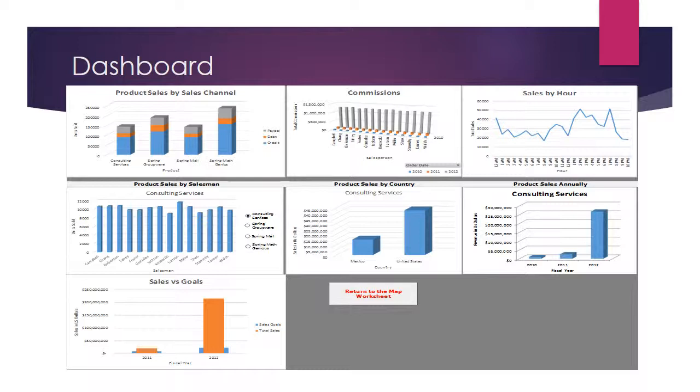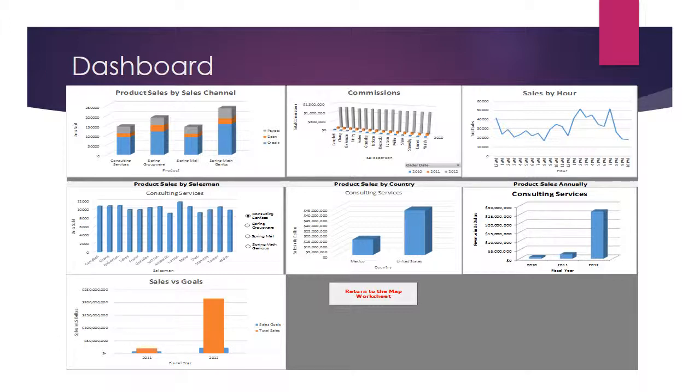The next three charts across the middle are product sales by salesman, by country, and sales annually. Those three charts are actually controlled by the four option buttons you see here on the first chart. This way you can select each one of those graphs and show the consulting services sales, Spring Groupware, Spring Mail, and the Spring Math Genius.